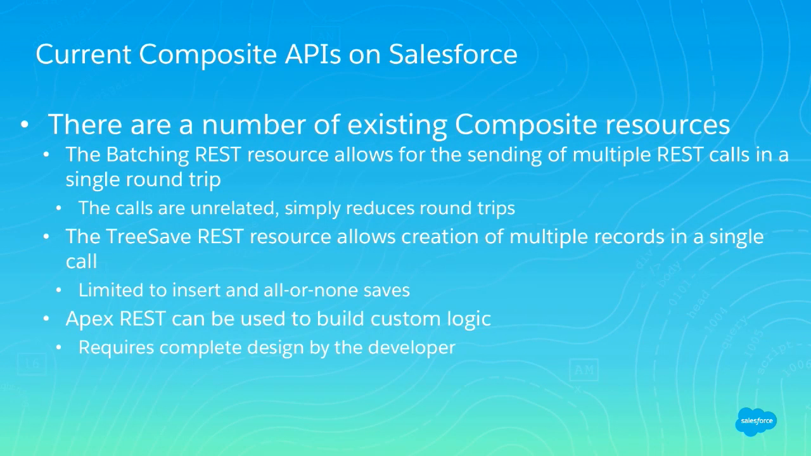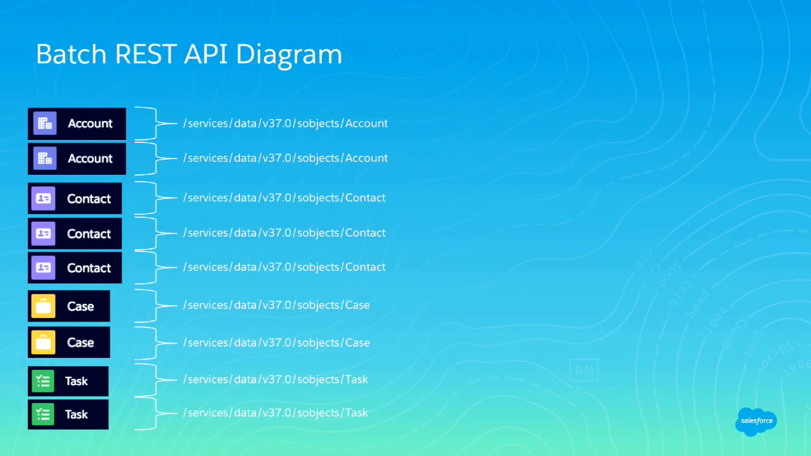Also, we have Apex REST. This is where you can essentially go hog wild, do whatever you want, build it up yourself, but it requires you to build everything yourself, which is not always the most friendly way. So looking at the batch, this is just a quick diagram.